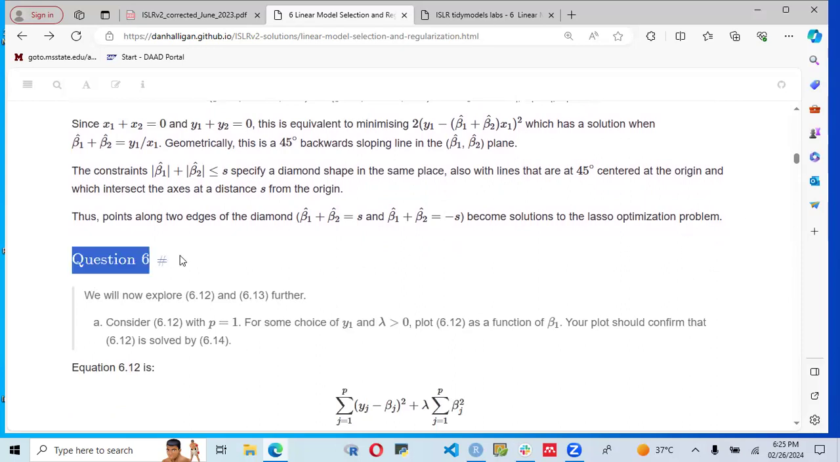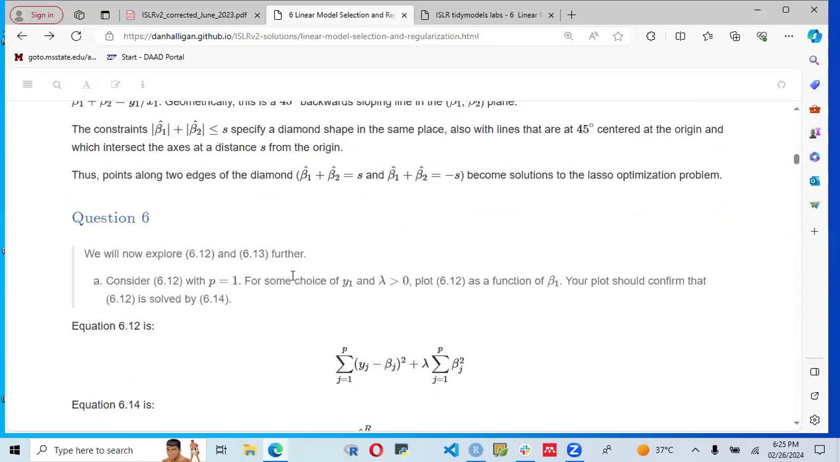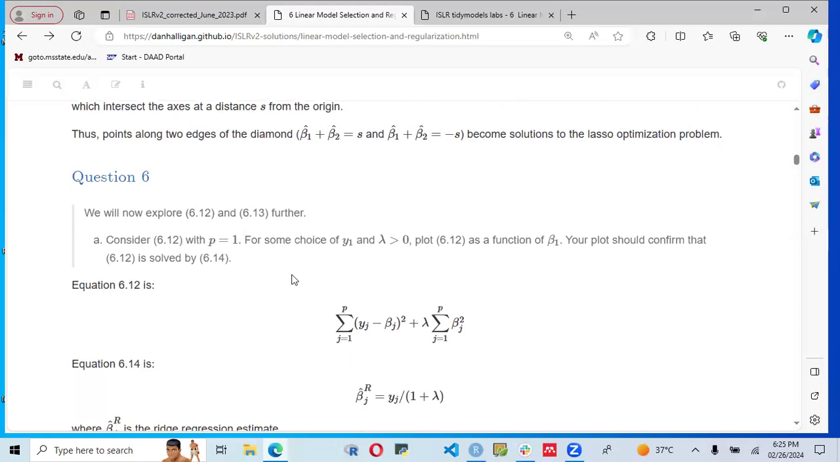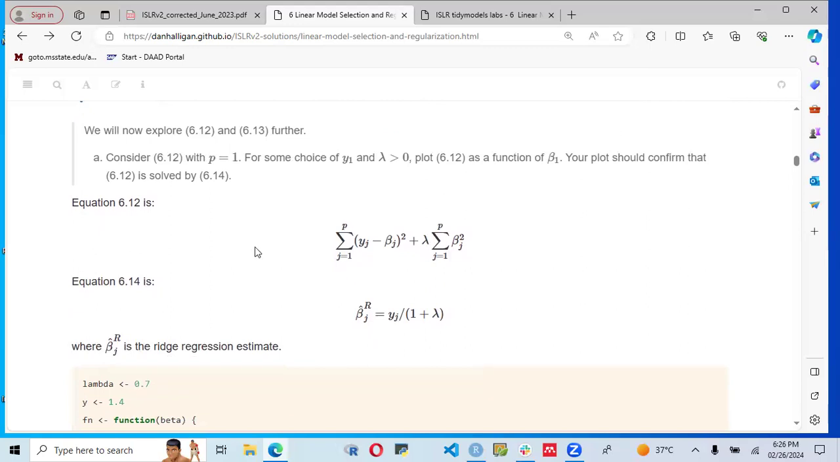So here we look at question 6. We will now explore 6.12 and 6.13 further. So A, we say consider 6.12 with the number of predictors equal to 1, for some choice of y1 and lambda greater than 0. We should plot 6.12 as a function of beta 1. Your plot should confirm that 6.12 is solved by 6.14. Okay, so here we have equation 6.12, which is given as this, and equation 6.14, which is given as this.